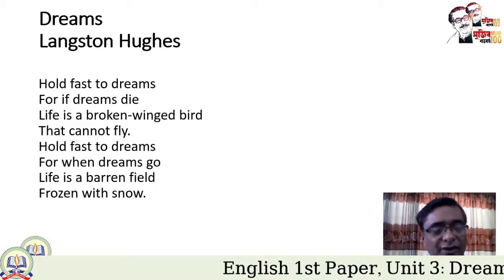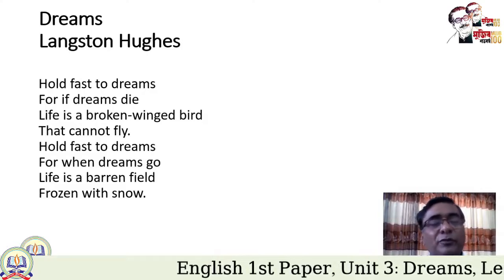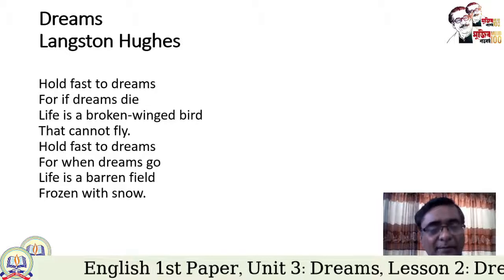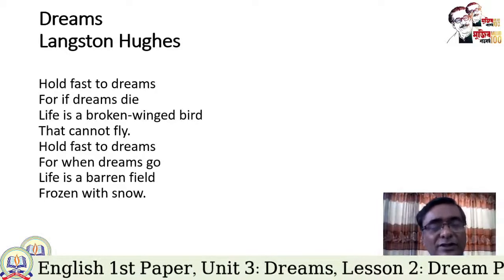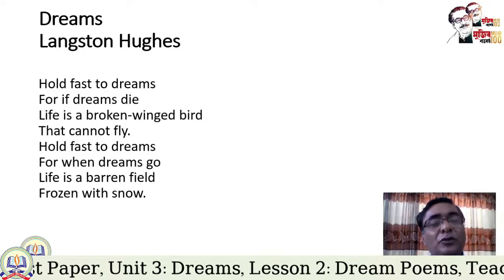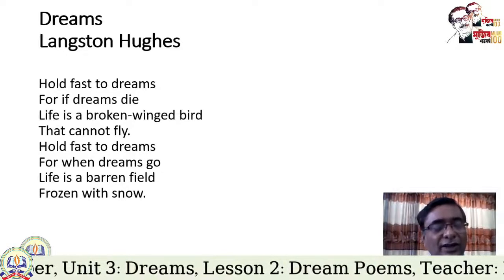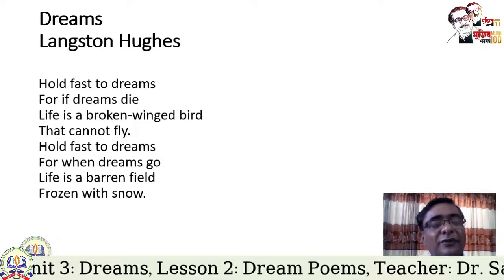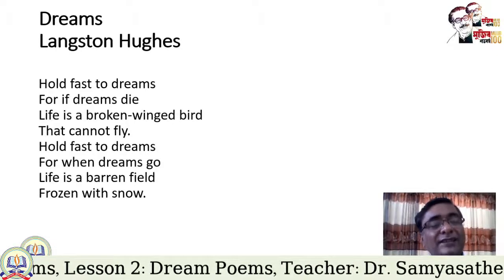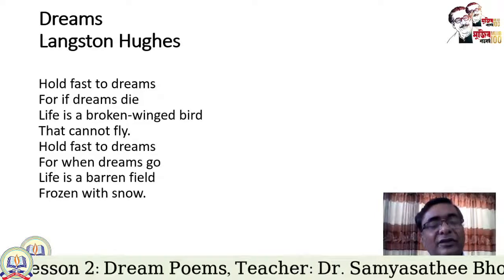So you can realize that even in this poem, the poet emphasizes the necessity of having dreams in life. And it says that if you don't have any dream, then your life is comparable to the life of a bird without wings. So life without dream is like the life of a bird without wings, and like a barren field which is covered with snow.